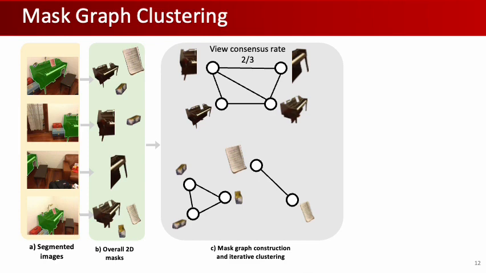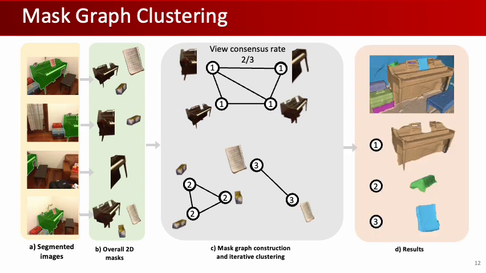Next, we use classic graph clustering method to group masks into several clusters, with each cluster representing a 3D instance. Within each cluster, we merge the mask point clouds to obtain the final 3D instance mask.